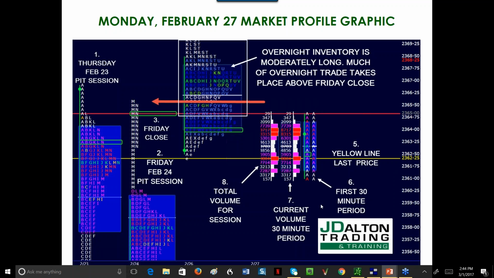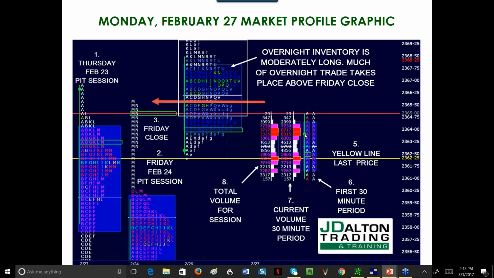Also, we will look at number 7 down here. This is the contract volume trading in the 30-minute period. To the left, which says number 8, that is the total volume at that price throughout the day. You will see that we have an arrow pointing to Friday's high. Over on the left, you see the high from February 23rd. We see the spike. This is the bottom of the spike.